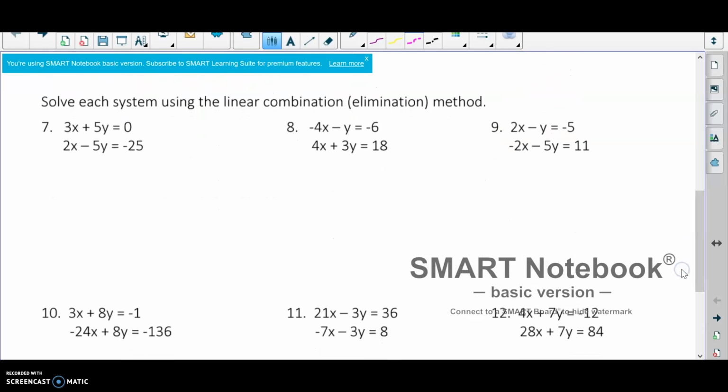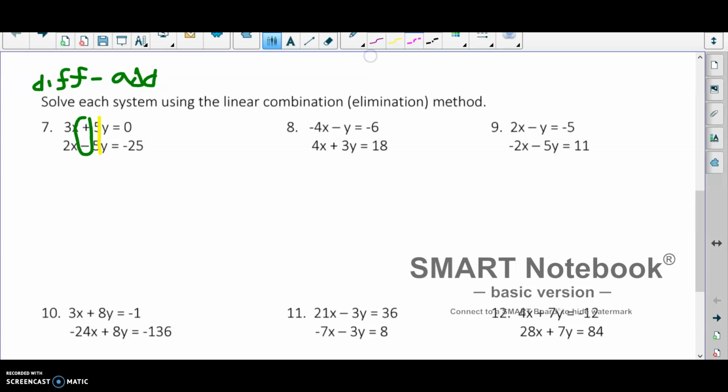So remember, with elimination, we're looking for the same coefficient, which is the number in front of the variable, and then I'm looking at the sign. So for this one, we have our 5s are the same here, okay? And I have the different signs. So remember, different we add, same we subtract. Okay, since these ones are different, we're going to add.